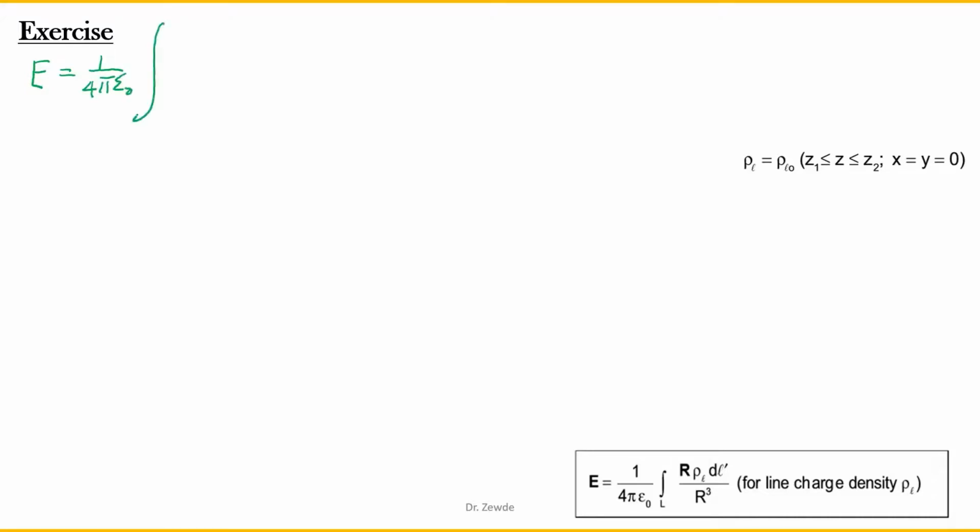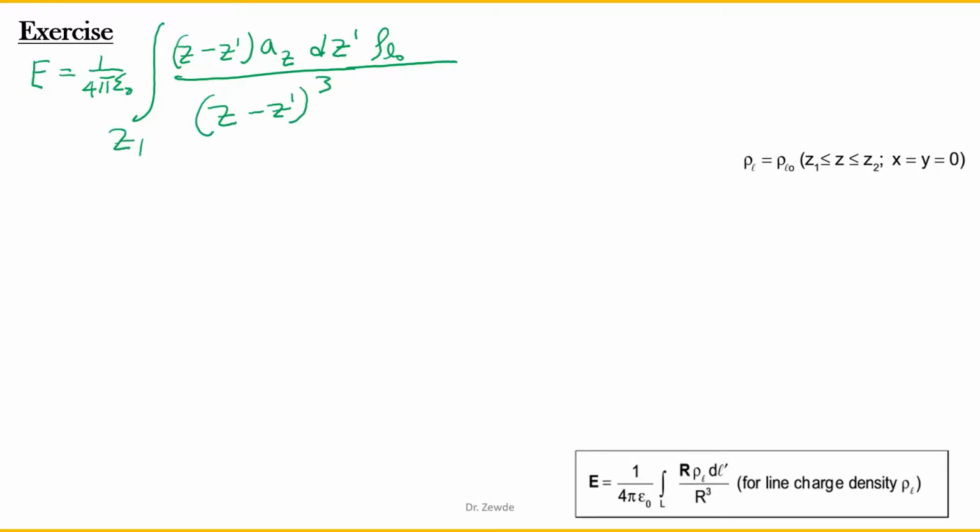And now we have a line integral because it is a line charge distribution. So R is z minus z prime, pointing along the az axis. And dl prime is dz prime. And the charge distribution is, of course, rho L naught. So rho L naught divided by R cubed. In this case, this is (z minus z prime) cubed. And z prime goes from z1 to z2.